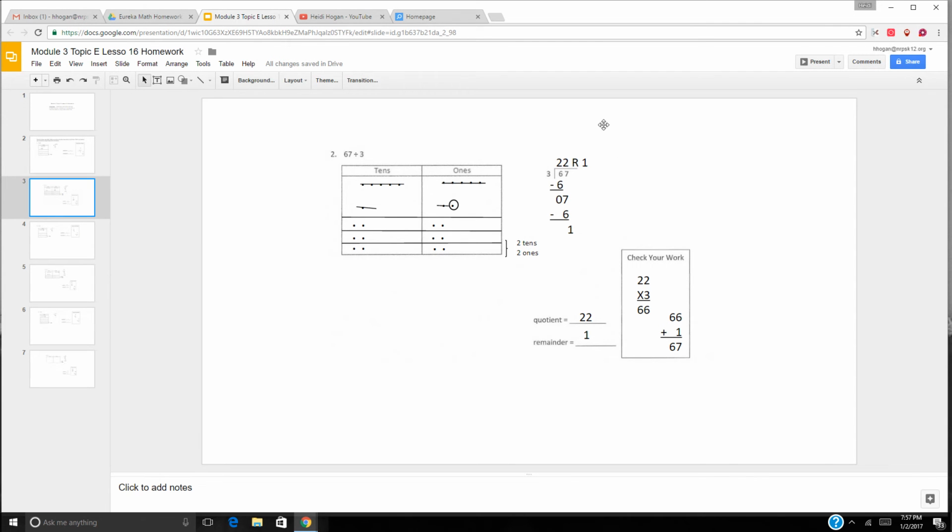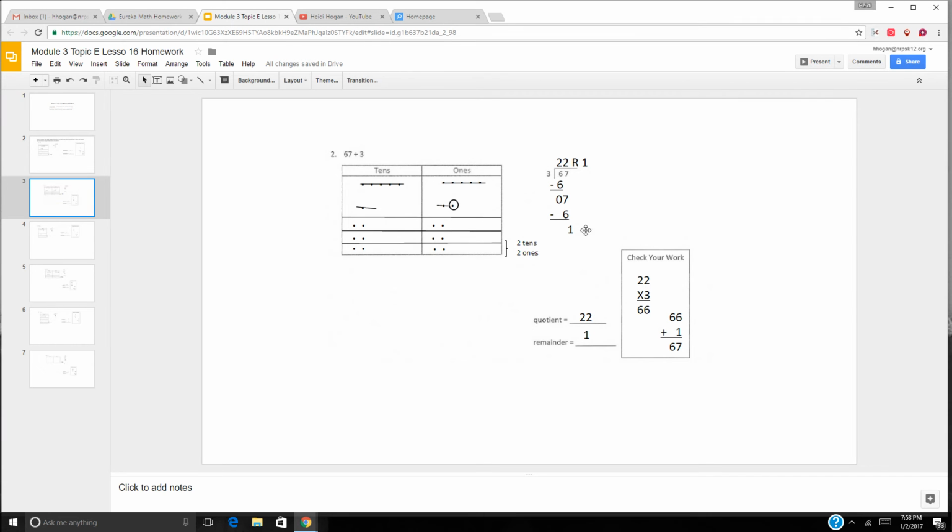So if we do it with long division, 3 goes into 6 twice. 2 times 3 is 6. And then we subtract. 6 minus 6 is 0. Oh, but we have our ones left. So how can we divide the 7? Well, 2 times 3 is 6 again, and then we have to take them away. We're crossing them out, and we have 1 left. So 22, remainder 1. Our quotient is 22, and our remainder is 1.